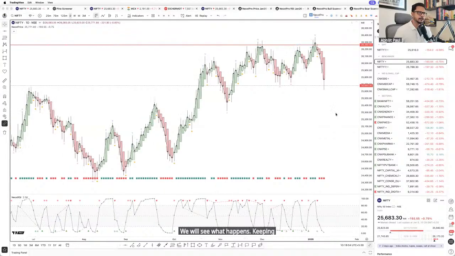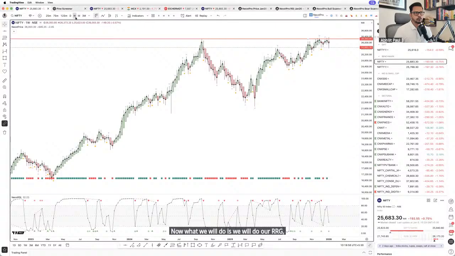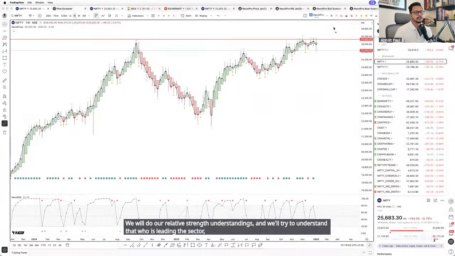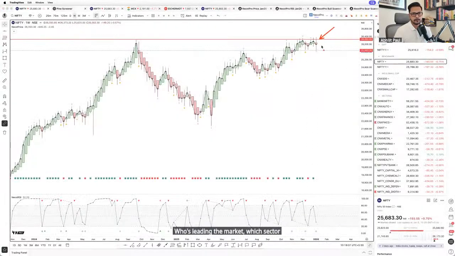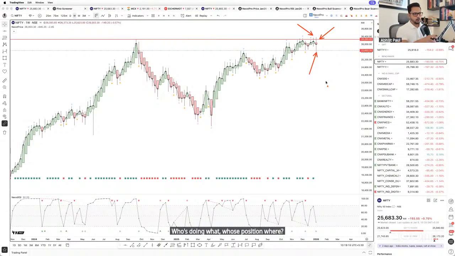Keeping this in mind, now what we will do is we will do our RRG, we will do our relative strength understandings, and we'll try to understand who is leading the sector, who is leading the market, which sector is leading the market. As we had hit an all-time high, as we are vulnerable for a short-term reversal, who's doing what, who's positioned where, what do we understand from their readings, and how we should position ourselves.